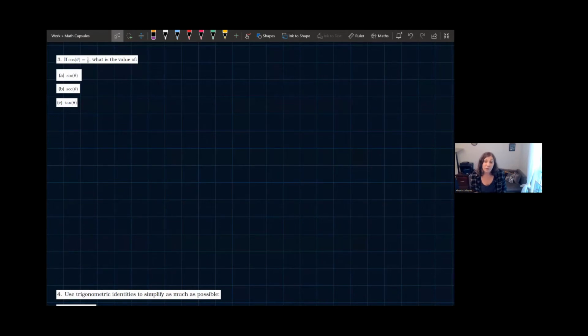So that brings me to number 3. And number 3, we could solve it 2 different ways. We could solve this one using the method that I just explained with the triangle, or you could do it with your trig identities if you know those quite well.